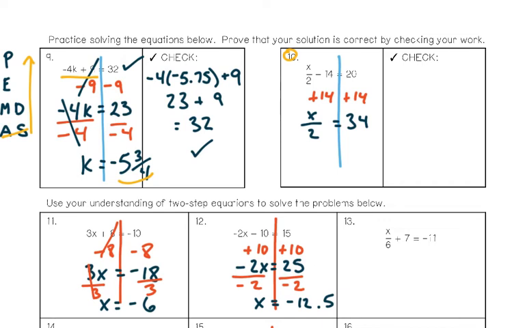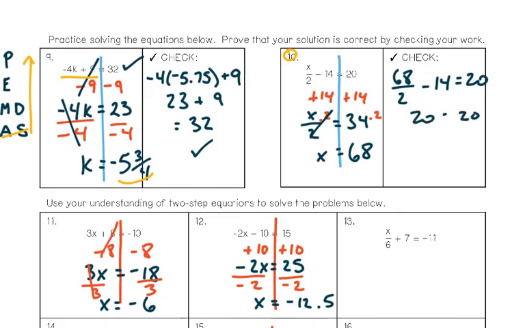Now I need to get rid of that divide by 2. The way to get rid of a divide is to multiply. So I'm going to multiply both sides by 2. So I'm left with x equals 68. I want to go ahead and check my answer. When I plug in 68 for the x, I do 68 divided by 2, then take away 14, and that equals 20.